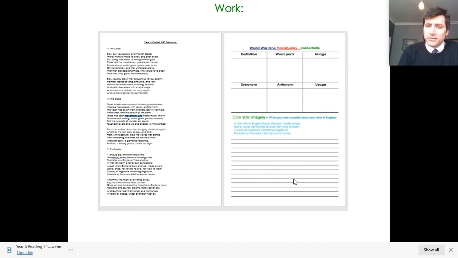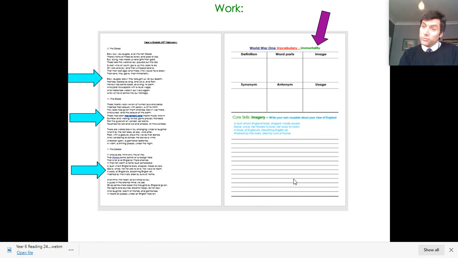What do you think of England? So you've got the three poems to look at there. Then you've got your vocabulary around immortality, which you will maybe need to think about quite carefully. And then finally, your view of England. I'd like you to write at least 4 sets of couplets, so at least 8 lines of poetry, where you're describing England, England that you love, the England that you'd miss if you were away and stuck there forever in war.